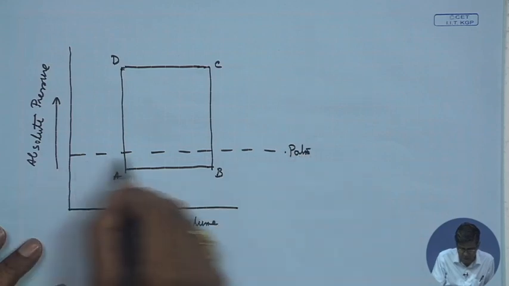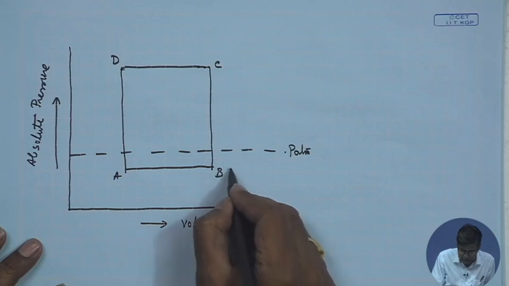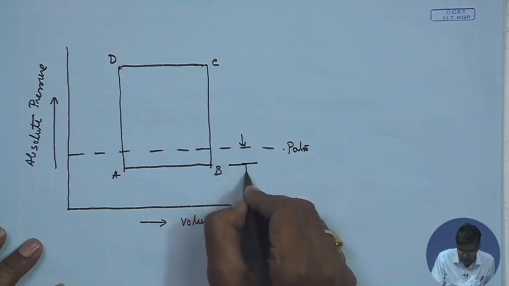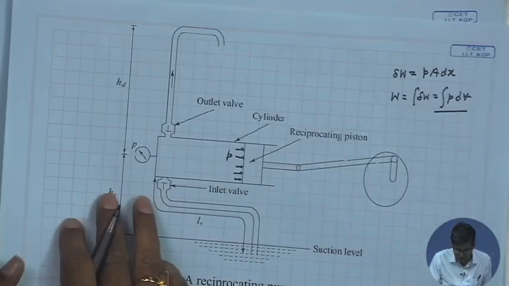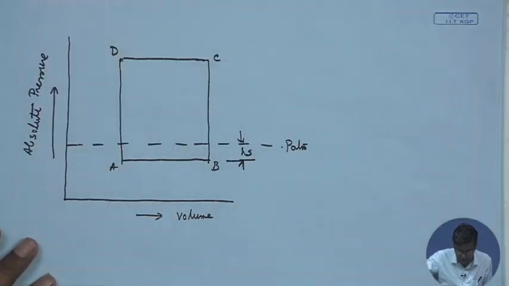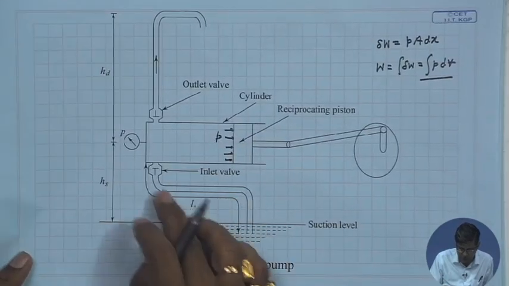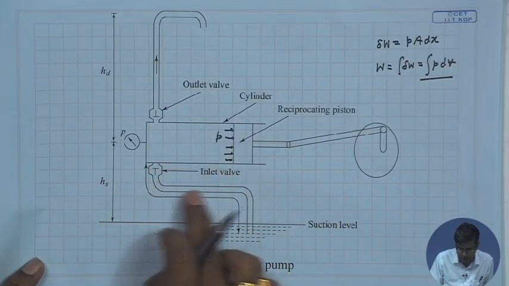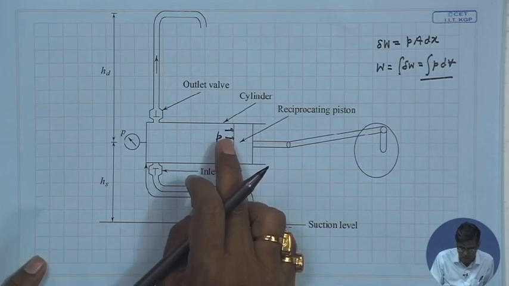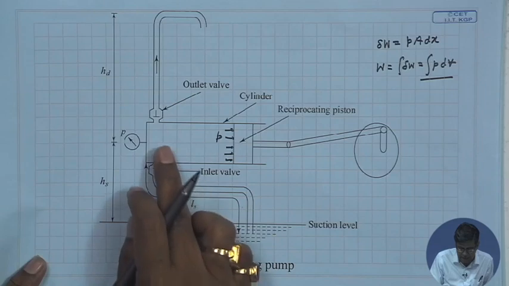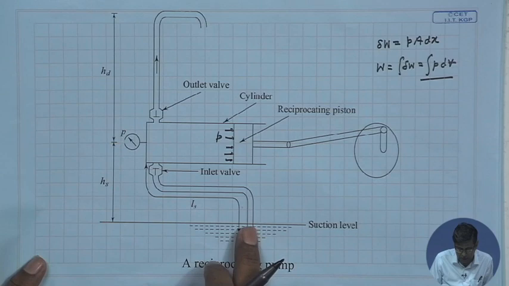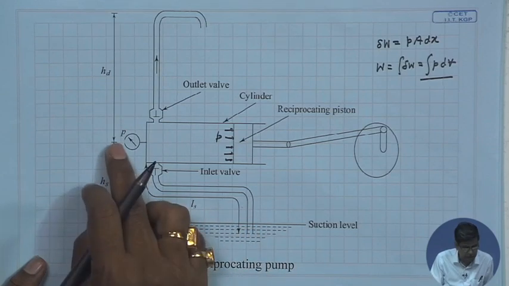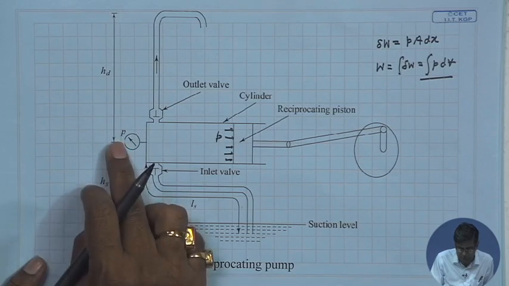This is the atmospheric pressure line and this is our suction lift HS, that is the vertical height of the pump cylinder from the lower reservoir. Now, in the ideal case, if we neglect the velocity and acceleration of the fluid in the piston and in the pipeline, then we expect that the suction pressure should be sufficient to lift this water by height HS. So, suction pressure head will be equal to HS.